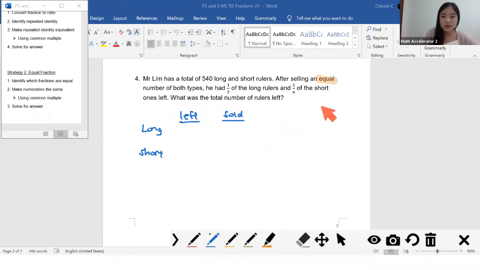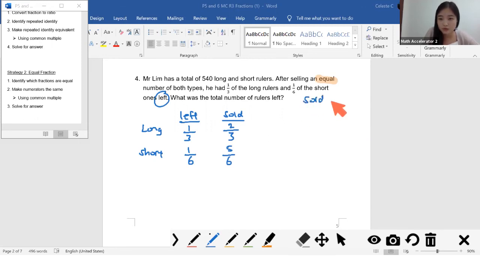Yes, sold. Okay, after selling an equal number. So sold should be the one that is equal. But are the fractions that we have what is sold? No, it's the left. So long you have 1/3, short you have 1 out of 6. So if 1/3 is left, 2/3 must have been sold. If 1/6 is left, 5 out of 6 must have been sold. And these are the fractions that we have to make equal numerator.